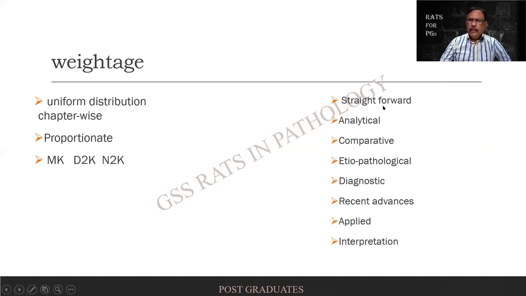There should be straightforward questions. There should be certain analytical questions. Sometimes I see that the papers have got problem-based questions for the postgraduates also. There can be comparative, different types of emphysema, for example. Etiological, pathogenesis of megaloblastic anemia. Diagnostic, interpretation of biopsies. Recent advances, serrated lesions of the intestine. Applied, electron microscopy or immunofluorescence. Interpretation again. So it can be like this.